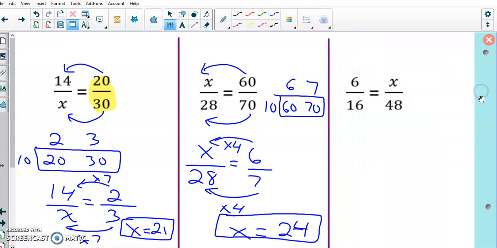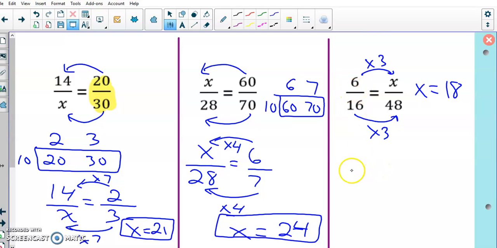Let's do one more example. I have 6 to 16 equals x to 48. I'm going towards my variable, so I'm going to the right. Now this example does not need to be simplified first, but I'm going to do it both ways. 16 does go into 48 3 times, so 16 times 3 equals 48. 6 times 3, x equals 18. So that's one way of solving it. If it does not need to be simplified first, you don't have to, but you can.